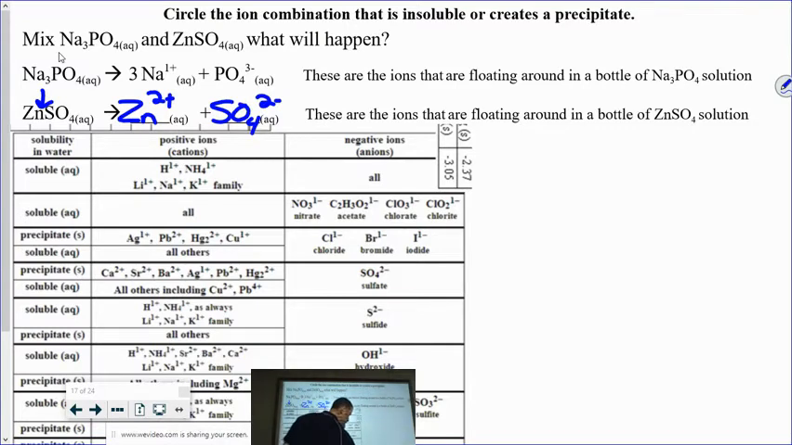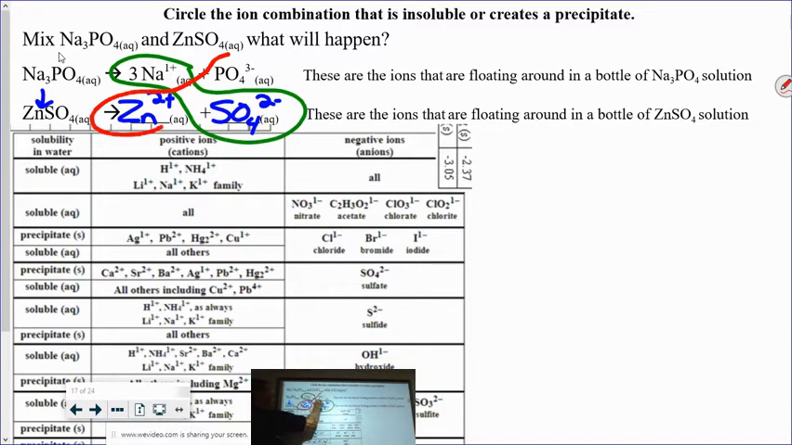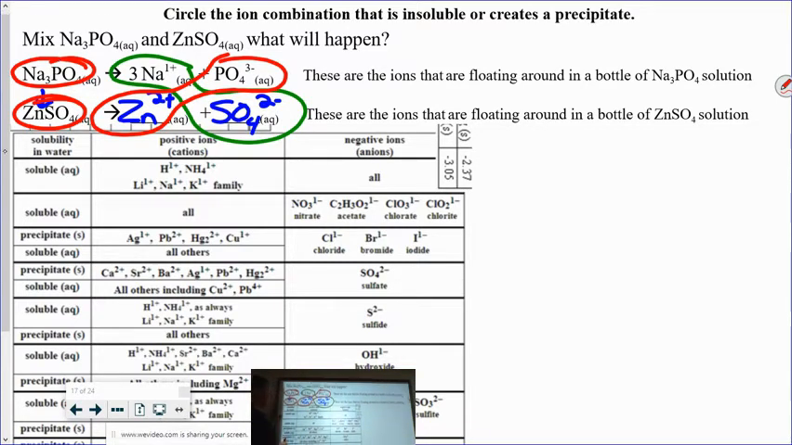Now, if a chemical reaction is to occur here, it's going to be between the sodium and the sulfate, or it's going to be between the zinc and the phosphate, because nothing's going on in this bottle, nothing's going on in this bottle. It's when we mix the two together that something could occur. So let's go through and try to figure this out.